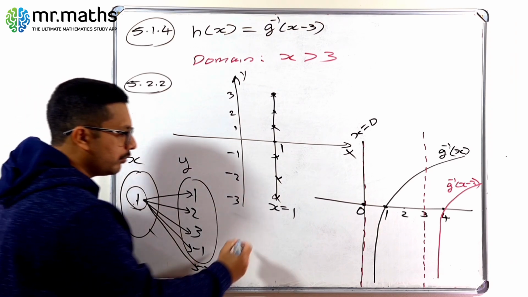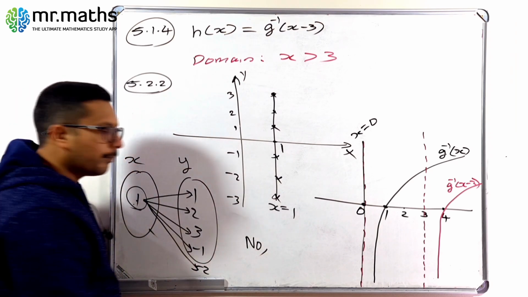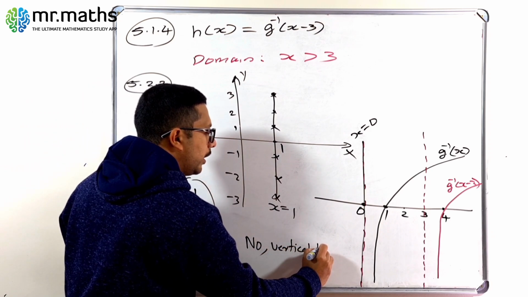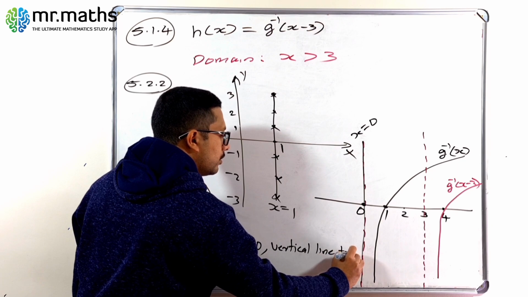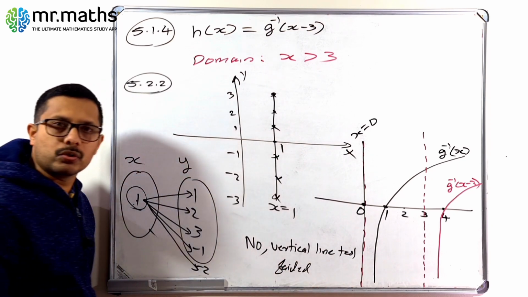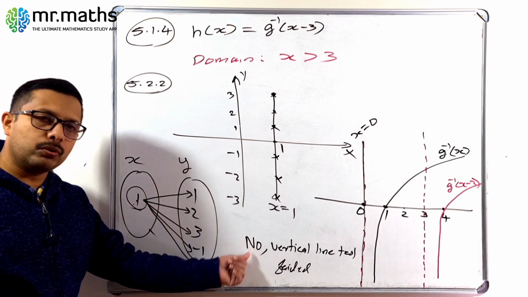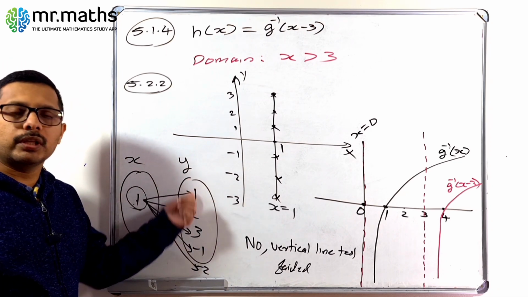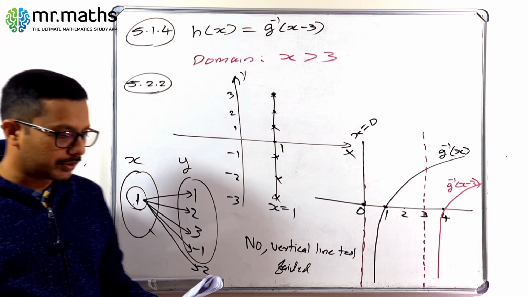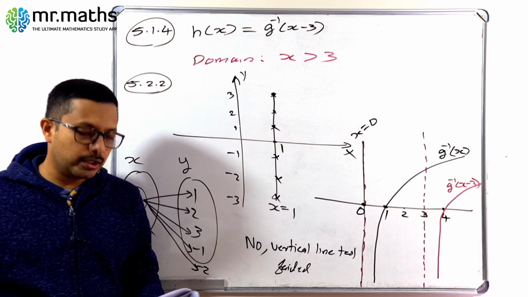How do you want to write it? No, it is not a function, and the reason is the vertical line test failed. You can write it like this also. Or, for one x value there are many y values, so it is not a function. Anyway, you can write either. So that is question number 5.2.2. Now let's go to question number 6.